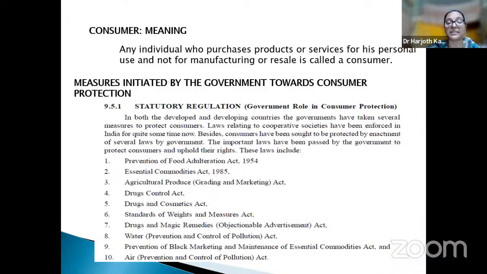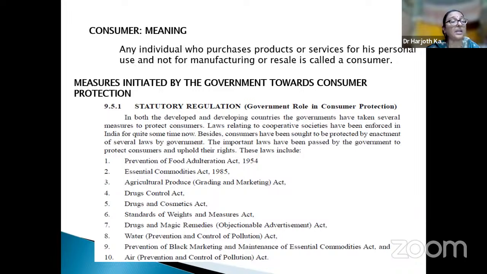Standards of Weights and Measures Act. I have given you the example of petrol, isn't it? This is the act which is helping us with weights and measures. Then we have the Drugs and Magic Remedies Objectionable Advertisement Act. If you are cheated by an advertisement which has misled you, then you can have a remedy. Then the Water Prevention and Control of Pollution Act, the Prevention of Black Marketing and Maintenance of Essential Commodities Act, and the Air Prevention and Control of Pollution Act.